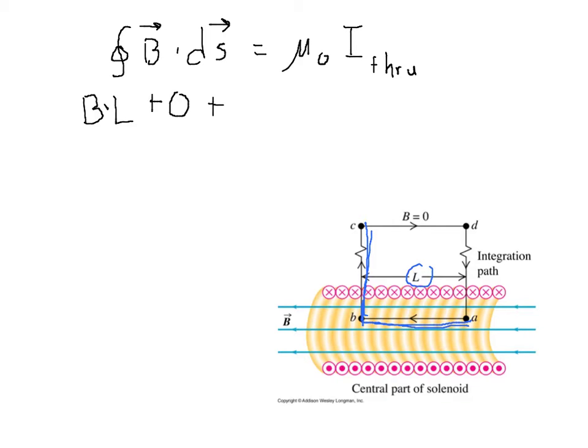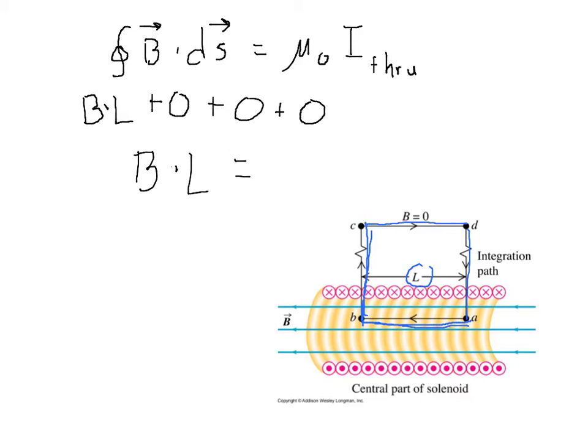Similarly, along the path from C to D, there's no field there either. So I have to add another 0 term. And then along the path from D to A, very similar to going from B to C, I either have no field at all, or my field is completely perpendicular to my steps. So by the time I'm back to where I started, I've just added 3 more zeros. So that means the total on my left side is just B times L.